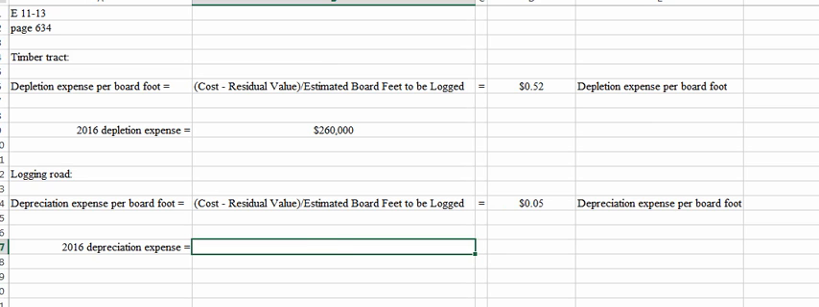So in 2016, our depreciation expense would be equal to the 500,000 board feet removed times our rate of 5 cents per board foot. So our depreciation expense on the logging roads for 2016 is $24,000.